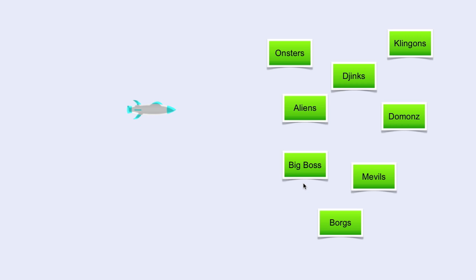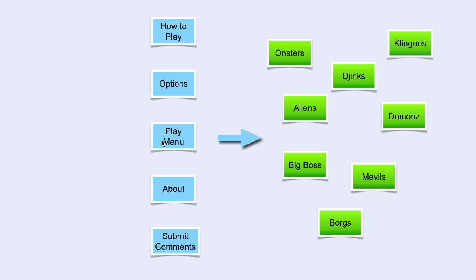Big Boss. In order to choose which enemy to fight, the user needs a play menu. Apart from choosing the enemy, the user needs other types of information. He needs to be informed of the rules of the play. He needs a place to customize the game with his own settings, a place to find the information about the game, and a place where he can submit comments about the game.